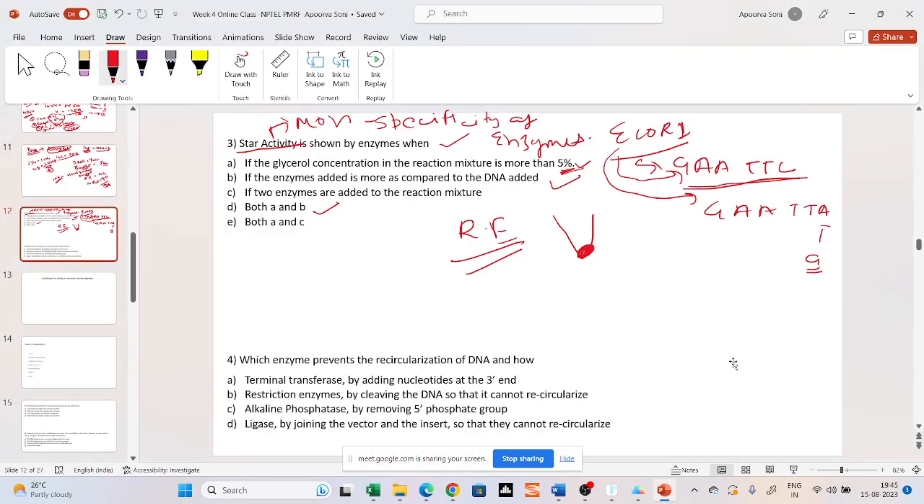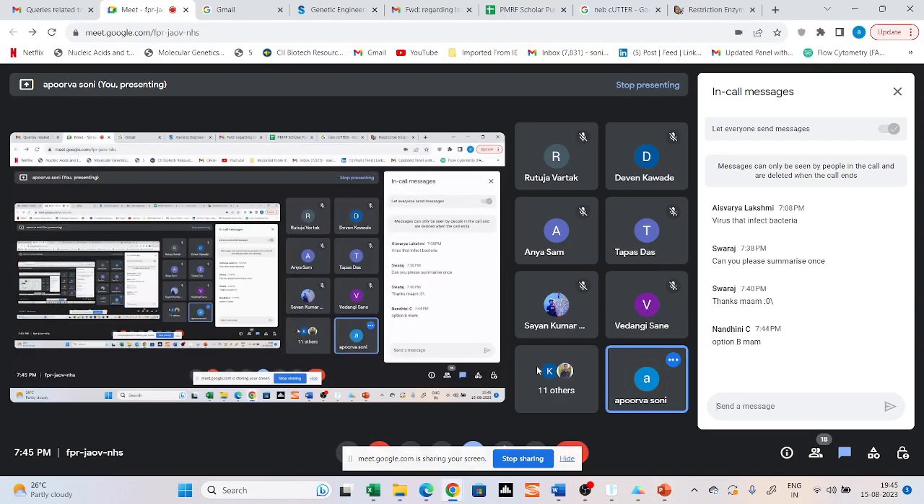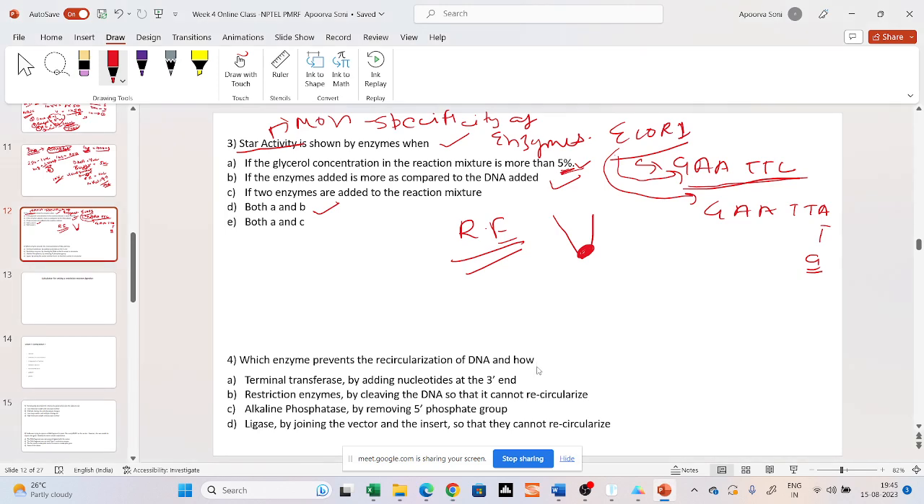Option B. What is option B? No, no, this is not the correct option. B is not the correct answer. Try, try more. Which enzyme prevents the recircularization of DNA? So the answer is C. Ma'am, ligation. No, no. Answer is C, alkaline phosphatase.